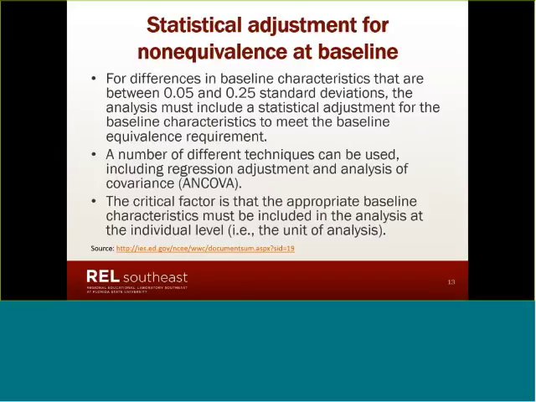But for differences in baseline characteristics that are between 0.05 and 0.25 standard deviations, the analysis must include a statistical adjustment for the baseline characteristics to meet the baseline equivalence requirement. A number of different techniques can be used, including regression adjustment and analysis of covariance. The critical factor is that the appropriate baseline characteristics must be included in the analysis at the individual level, or the unit of the analysis.